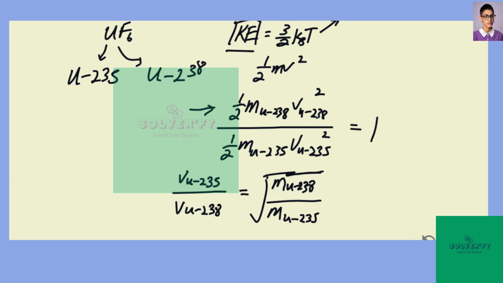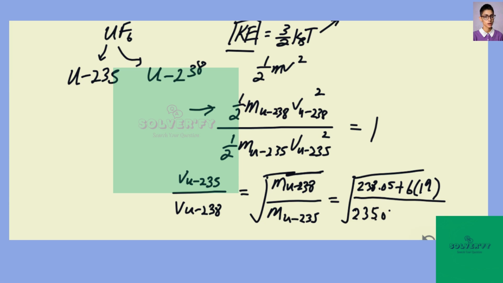Right, so the ratio of the velocities is now related to the mass of the various molecules. So all we have to do now is to substitute in the mass of the molecules. You can use atomic mass. So that's 238.05 plus 6 times 19, which is the atomic mass for the fluorine, over 235.04 plus 6 times 19.